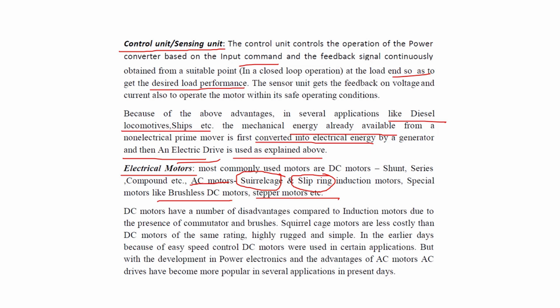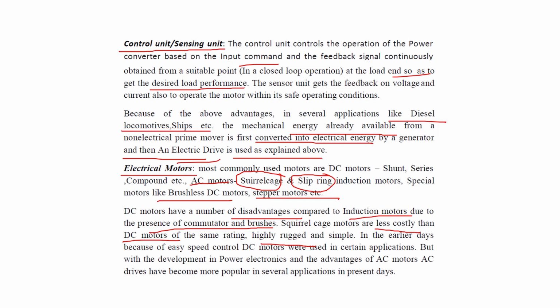The DC motor has a number of disadvantages compared with the induction motor due to the presence of the commutator and brushes. Whereas the squirrel cage motor has the basic advantage that it is less costly than the DC motor. This is very important.